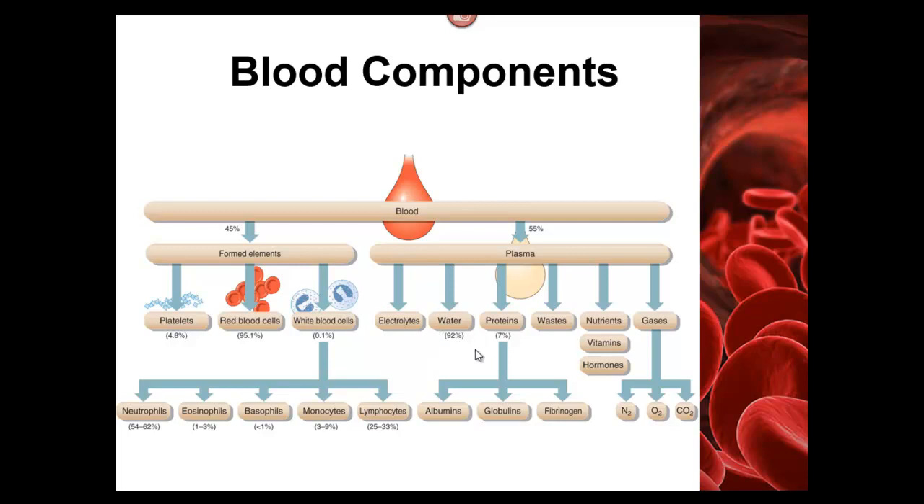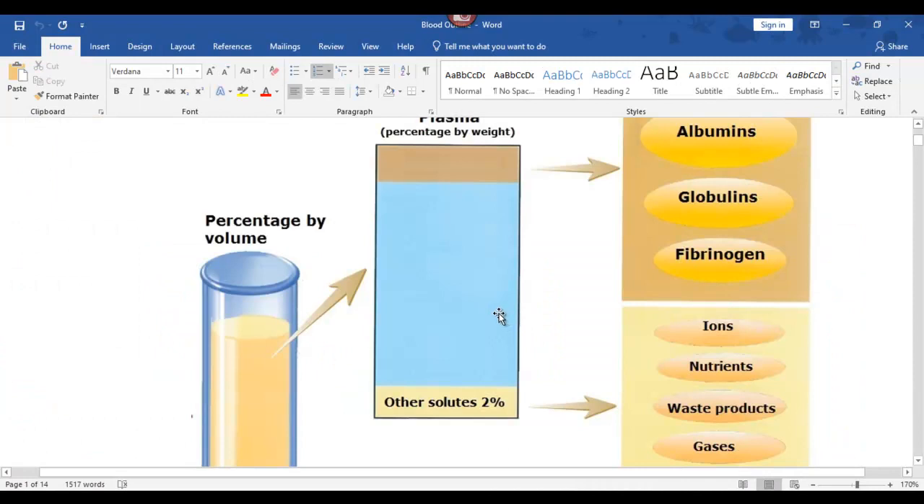92% of plasma, you see it here, is water. The other 7%, I kind of just touched on these, and then you have all these other things that are dissolved in, which would represent about 1%. But this is everything in plasma, so you have electrolytes, water, proteins, waste, nutrients, gases. This is nitrogen, oxygen, carbon dioxide. Those are called dissolved gases. So in this blue area here, however you want to study for your exam, you need to know water is 92%.